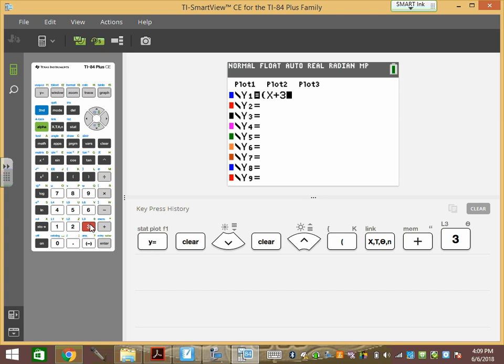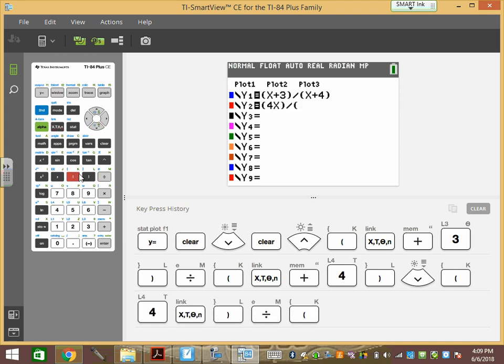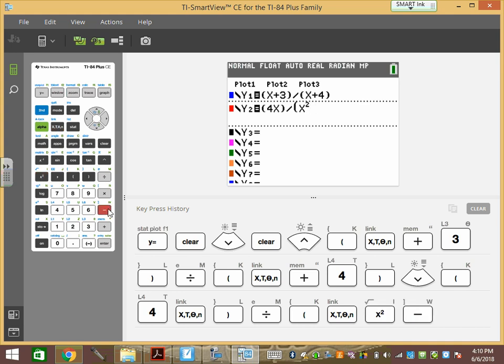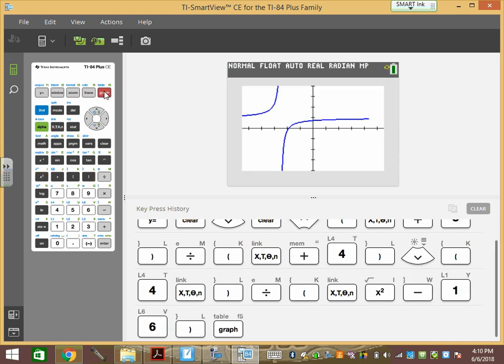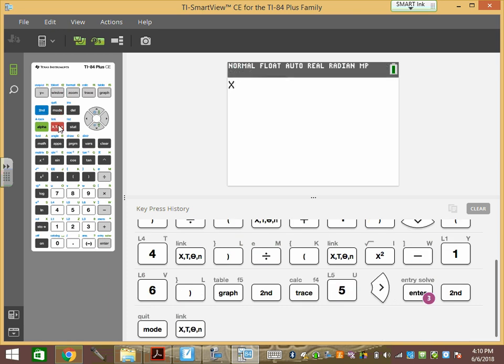The numerator has to go in its own brackets divided by the denominator, which was x plus 4. And then the right-hand side is going to be 4x divided by x squared minus 16. Graph. We have to find out where they intersect. So there's two intersections. So second trace 5, enter, enter, enter. So my one solution is that I'm going to go back here and go x, math, enter, enter, and see if it turns into a fraction. It doesn't. I'm going to keep that on there. So x is approximately negative 1.77.